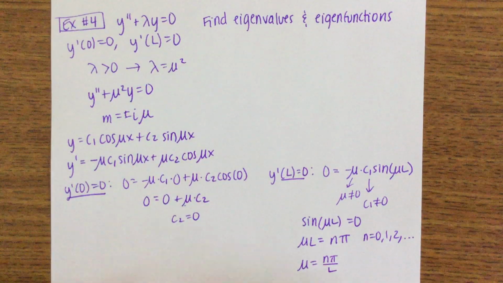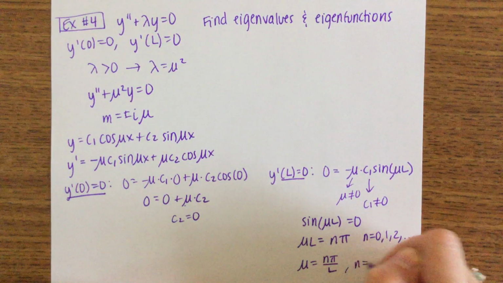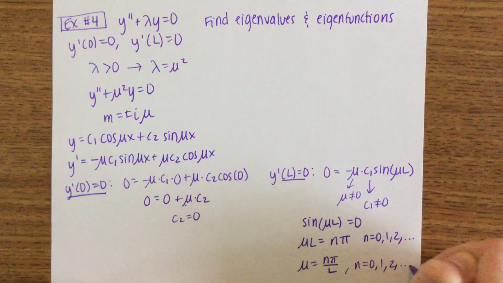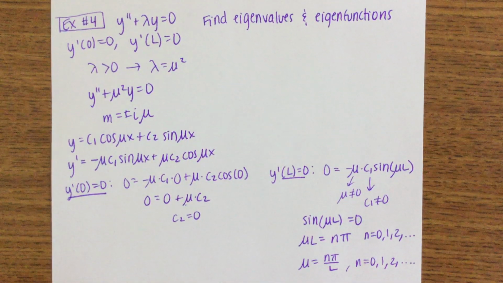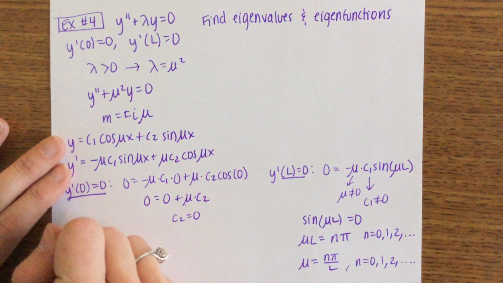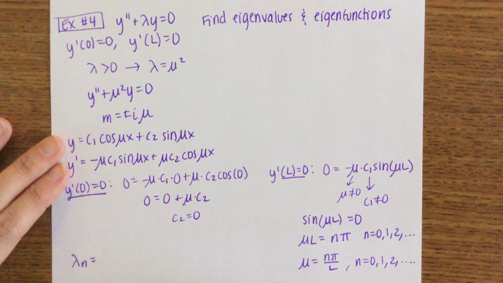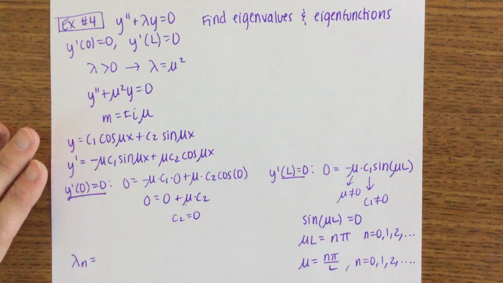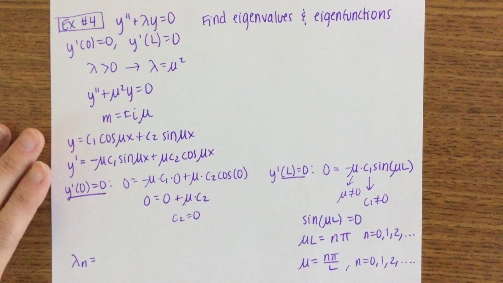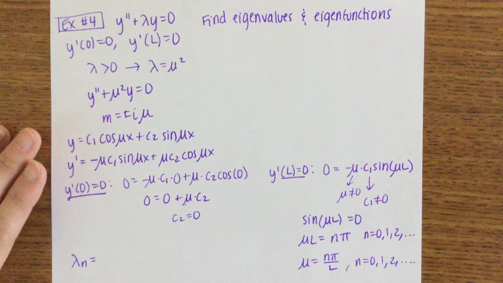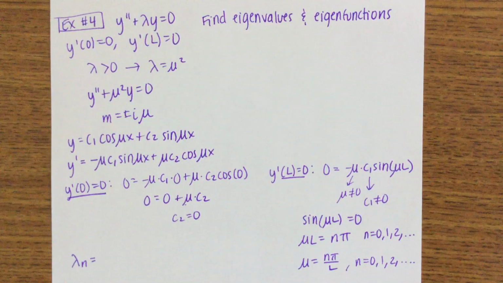This gives us mu is equal to n pi over L for n equals 0, 1, 2, etc. That means then that our eigenvalues, the Zach? So we're saying that c1 is trivial now because c2 was 0 before? Correct. So we don't want the case where both are 0.